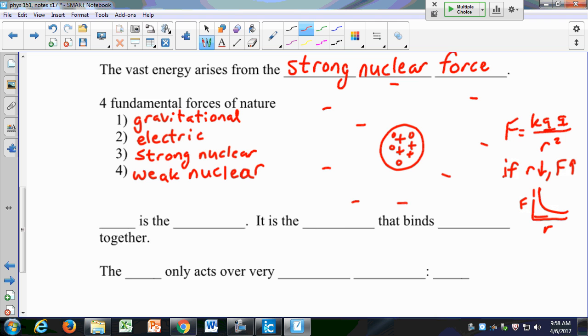So then the question arises, what holds that darn thing together? Right? If you have all these electric forces that are pushing those protons apart, then why does the nucleus even hold together? And that's where the strong nuclear force comes in. The strong nuclear force, I'll call it the SNF, is the strongest of these four fundamental forces, and it is the force that binds the nucleons together.